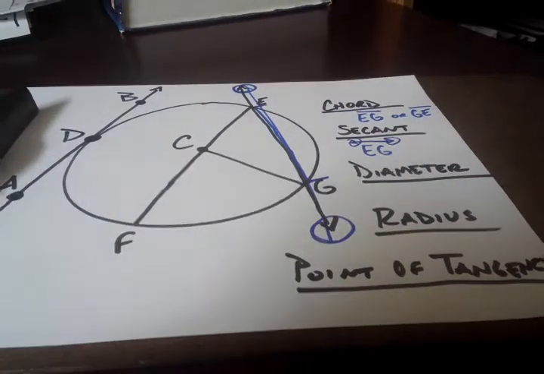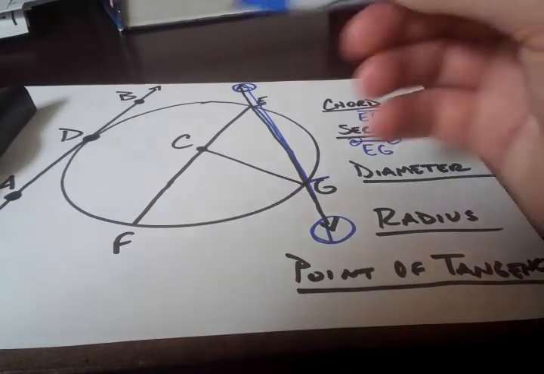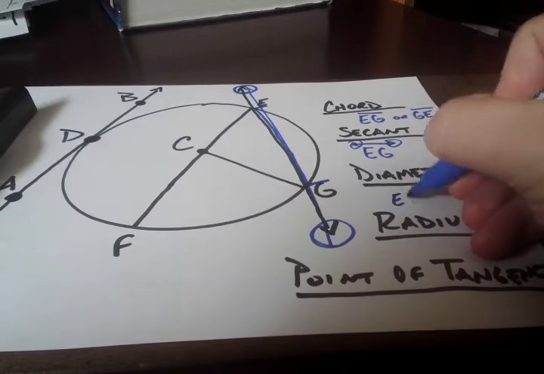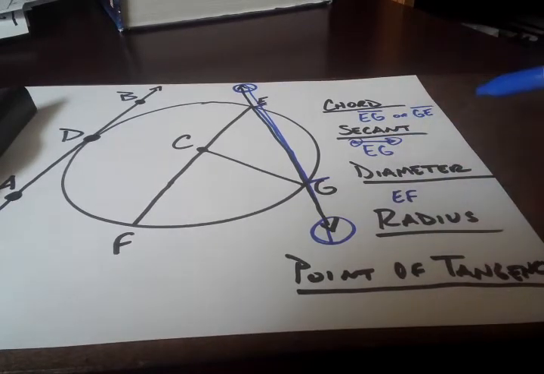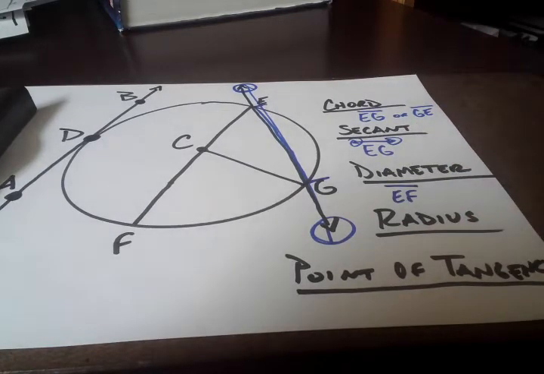All right. Let's look for a diameter. That one should be pretty easy. Yep, it looks like it's FE or EF. Reminder that the diameter, guys, is a segment as well. There will be no arrows on top of EF.